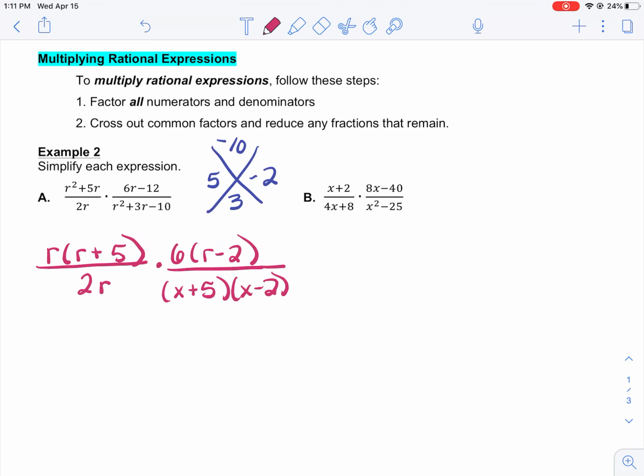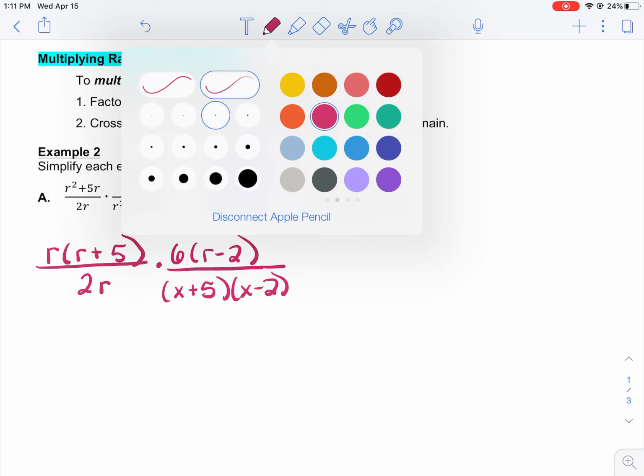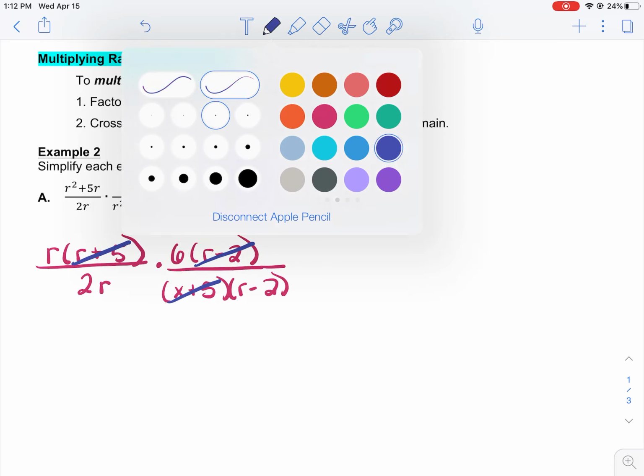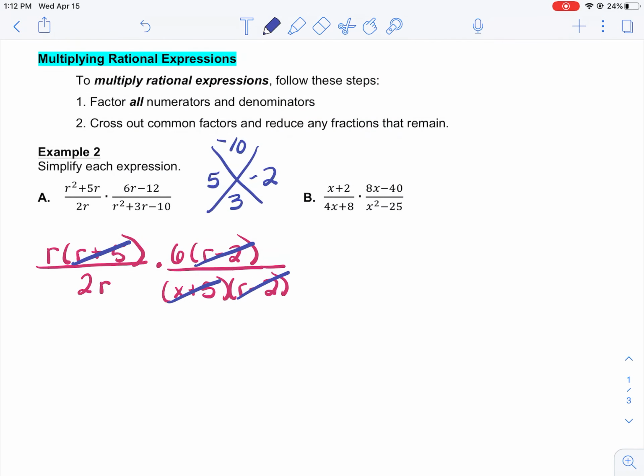Okay, and so now, just like with simplifying, we get to cross out common factors, and we're allowed to cross things out that are on the top of the first and the bottom of the second. So notice we have an r plus 5 on the top and an r plus 5 on the bottom. We have an r minus 2 on the top and an r minus 2 on the bottom. Sorry, that should be an r, not an x. So we can cross out those r minus 2's.